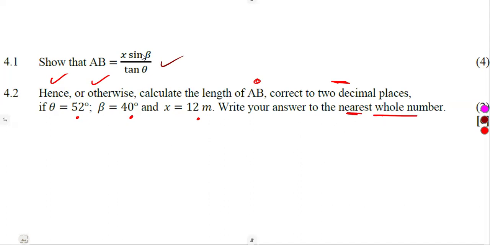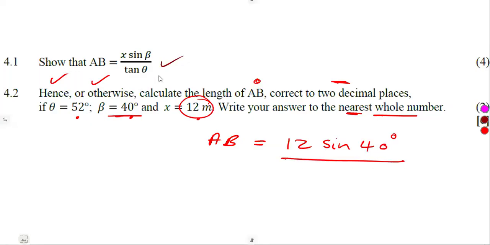Guys, already we have this AB, so simply substitute. AB is equal to x. What is our x? 12. So that's 12, sine of beta. What is our beta? 40 degrees. Everything over the tan of theta. What is our theta? 52 degrees. Just like that. This is what they mean. So find AB from there.